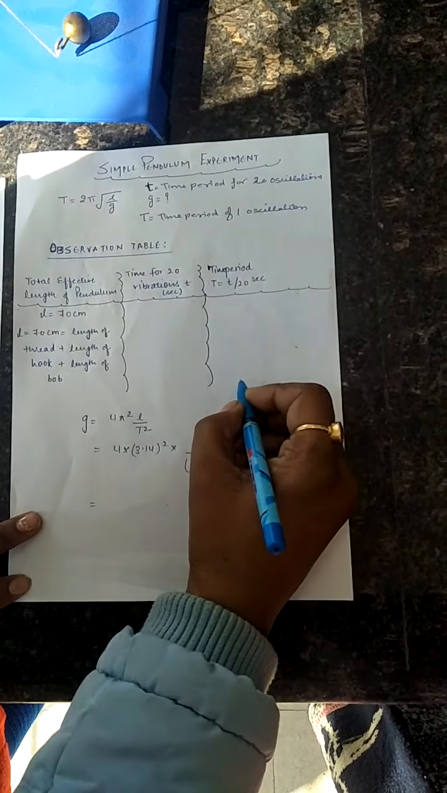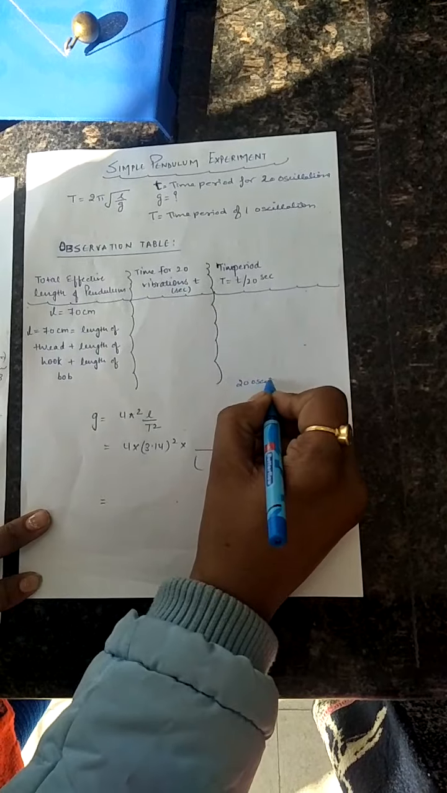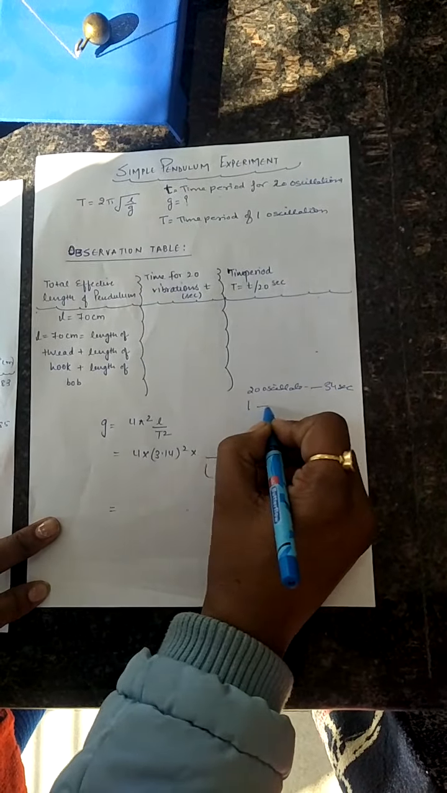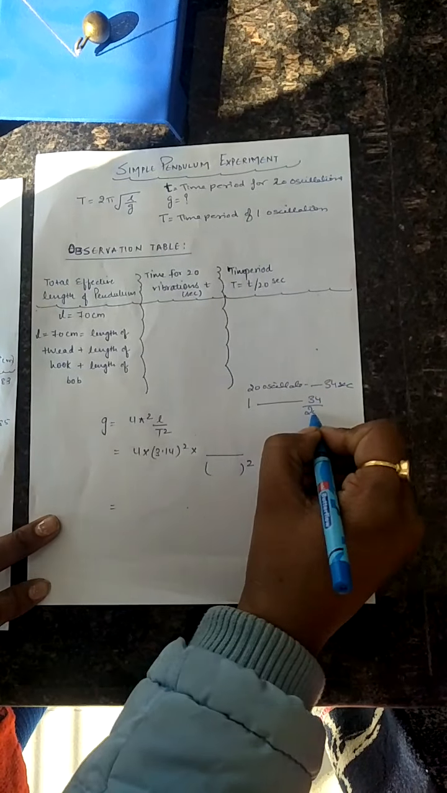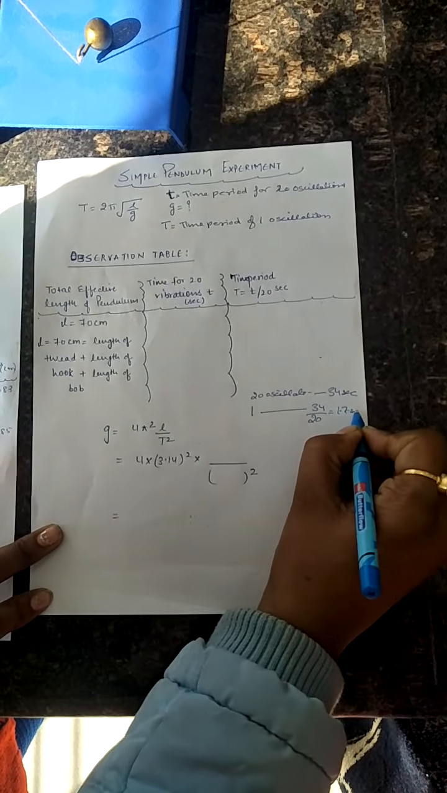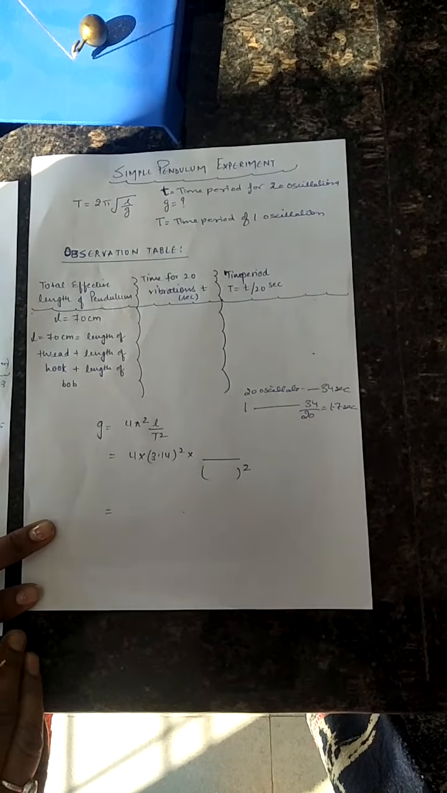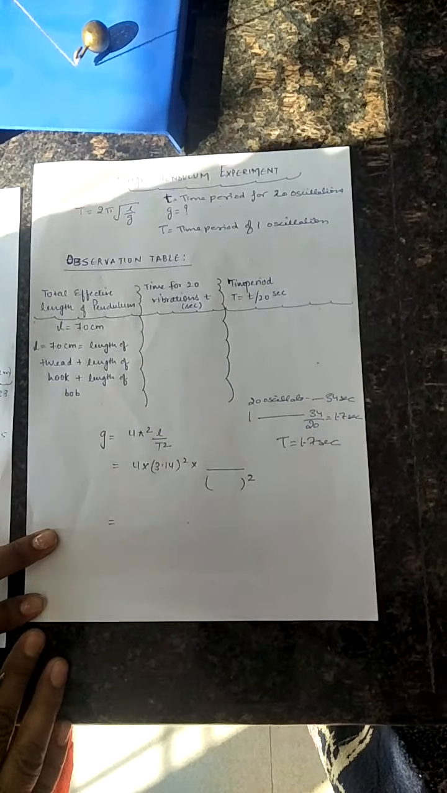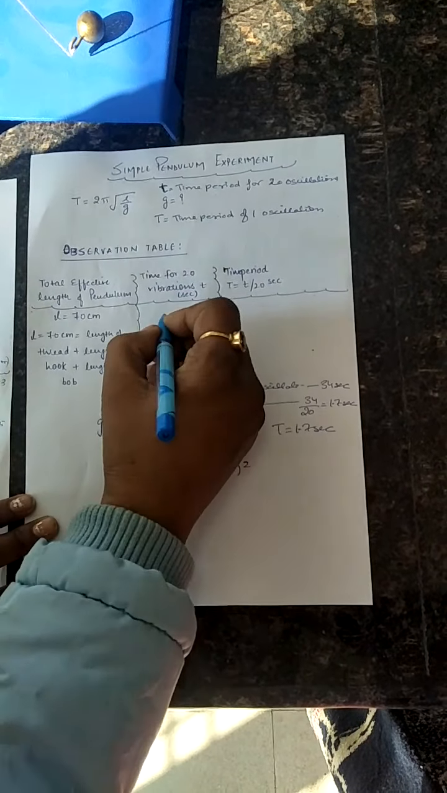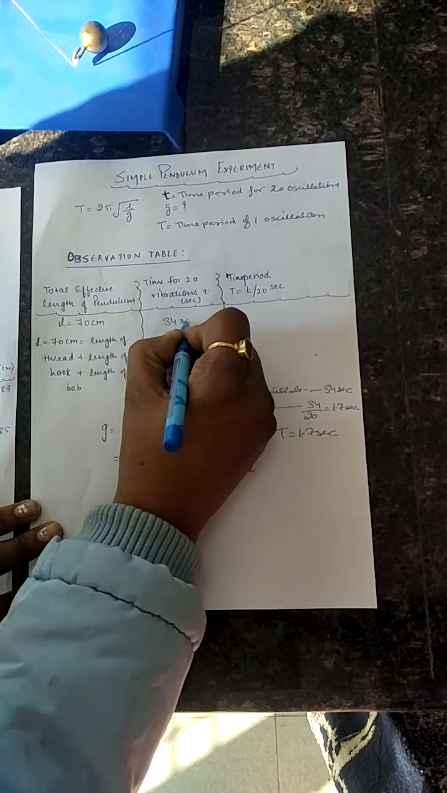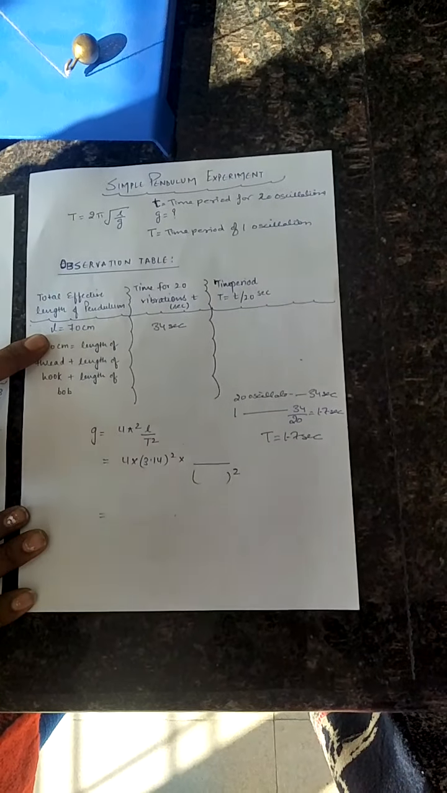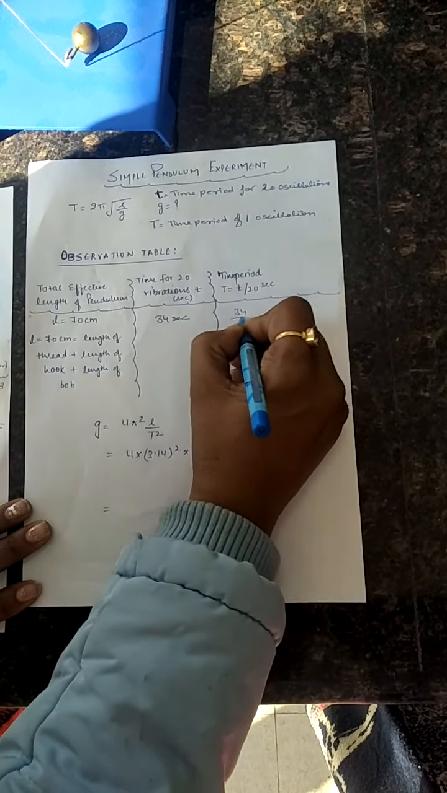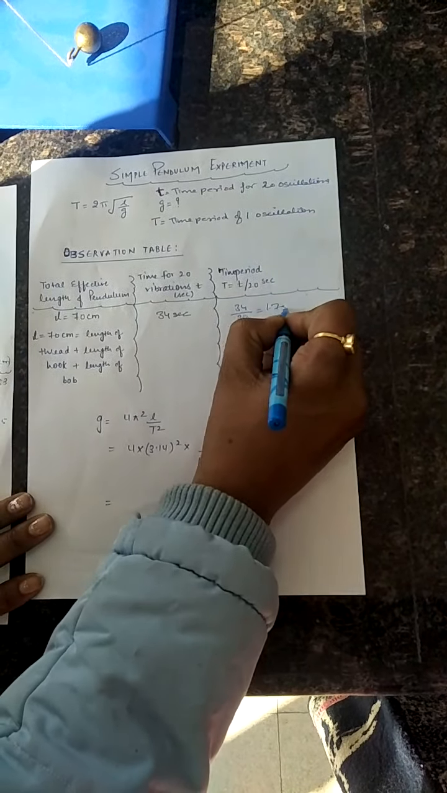So first we are going to calculate the time period for the one oscillation. So here 20 oscillations we have calculated in 34 seconds. So the time period of one oscillation is 34 by 20, that is 1.7 seconds. So here the capital T is 1.7 second. So time period for 20 oscillations in the table we are writing as 34 seconds, for the length 70 centimeter, and capital T is 34 by 20, that is 1.7 second.